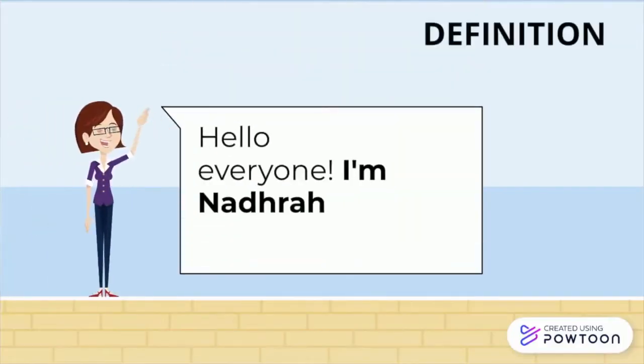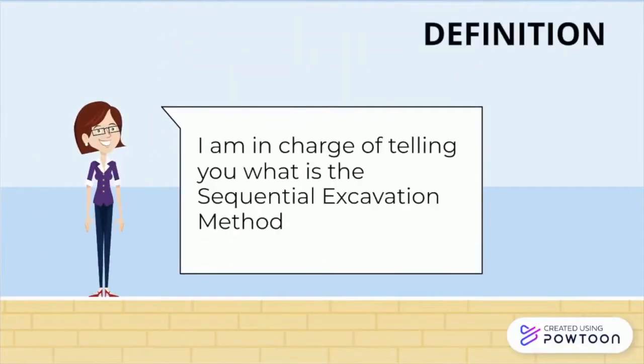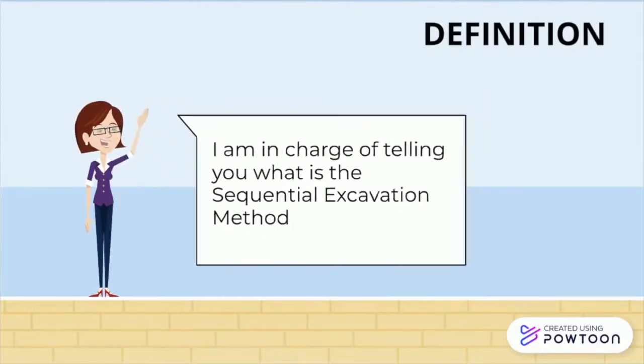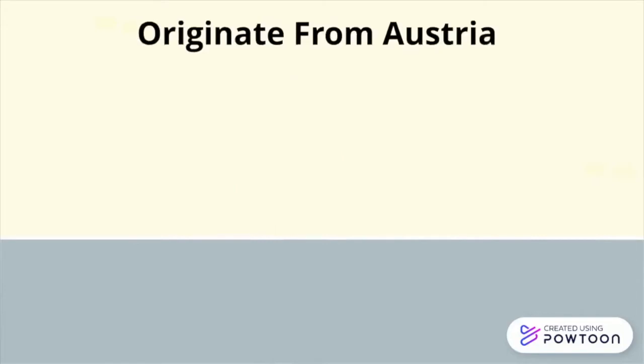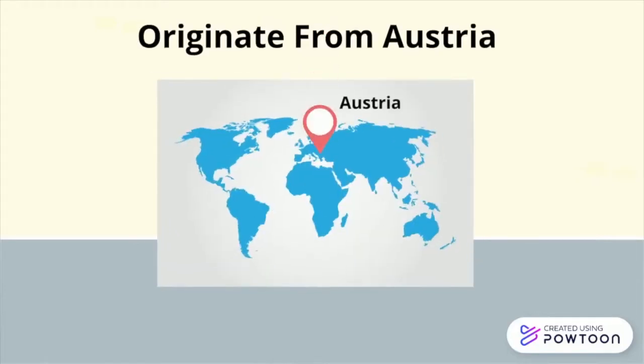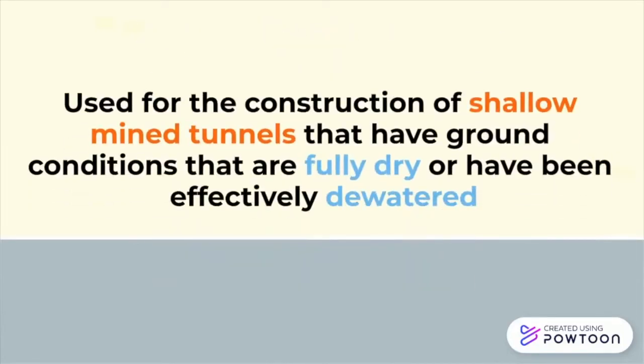Hello everyone, I'm Nadhrah. I am in charge of telling you what the sequential excavation method is. The sequential excavation method is also known as the New Austrian Tunneling Method, or NATM. This method originated from Austria. It is also used for the construction of shallow mine tunnels that have ground conditions that are fully dry or have been effectively dewatered.